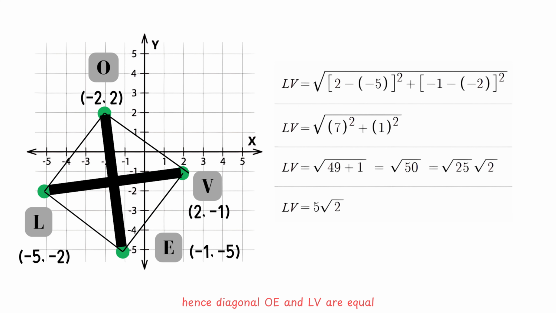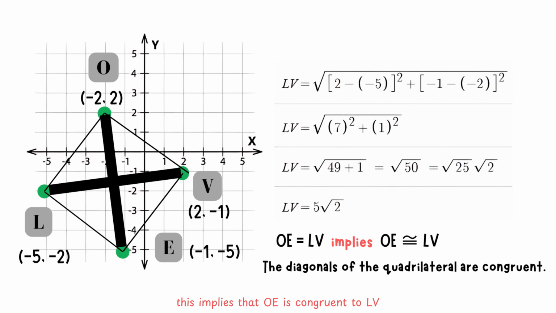Hence, diagonals OE and LV are equal. This implies that OE is congruent to LV. Therefore, the diagonals of the quadrilateral are congruent.